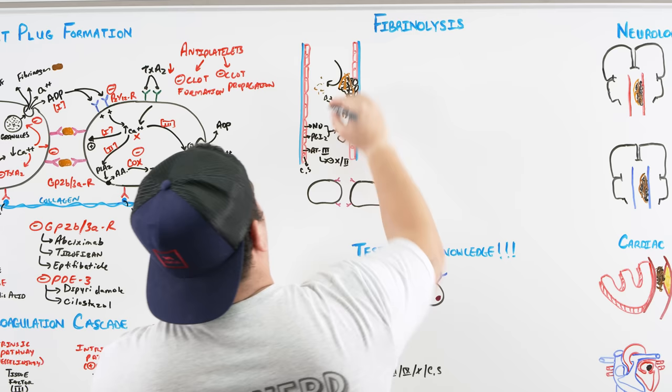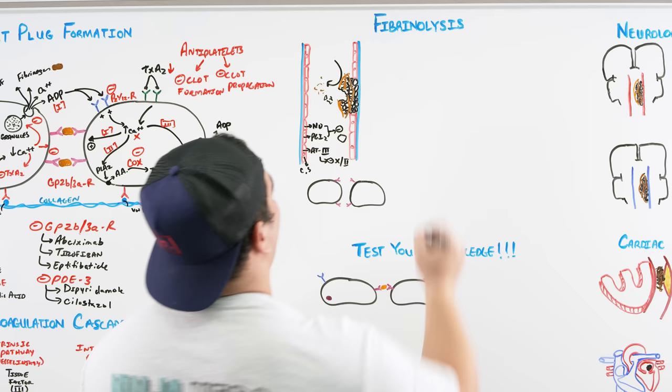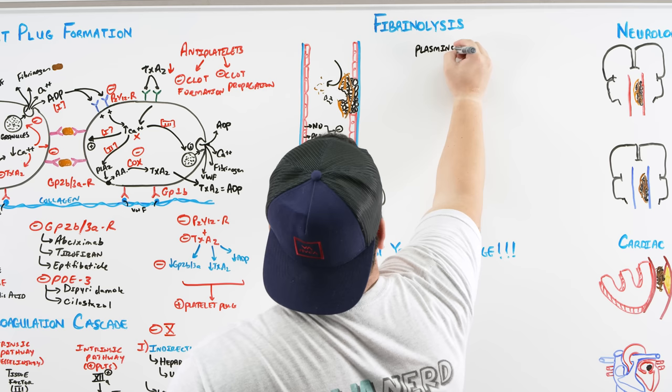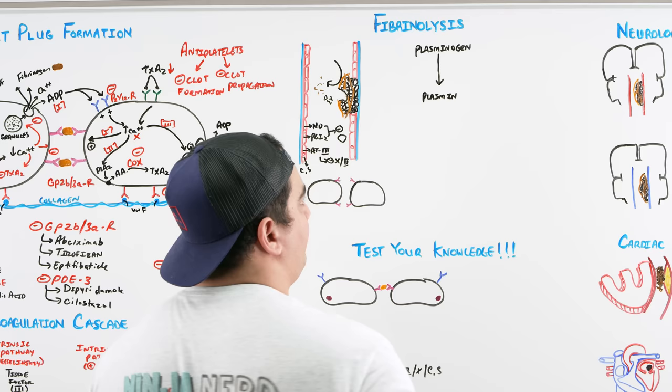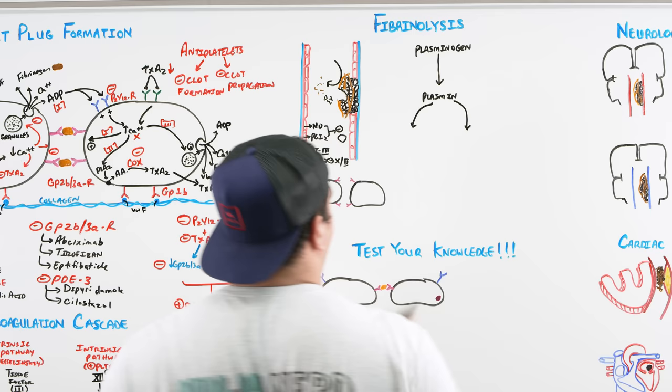How does that happen? We have a molecule here called plasminogen. Plasminogen is naturally a very interesting enzyme that can be converted into something called plasmin. And plasmin is interesting in that it can actually break down two particular molecules. So remember I told you that there was a molecule called fibrinogen.